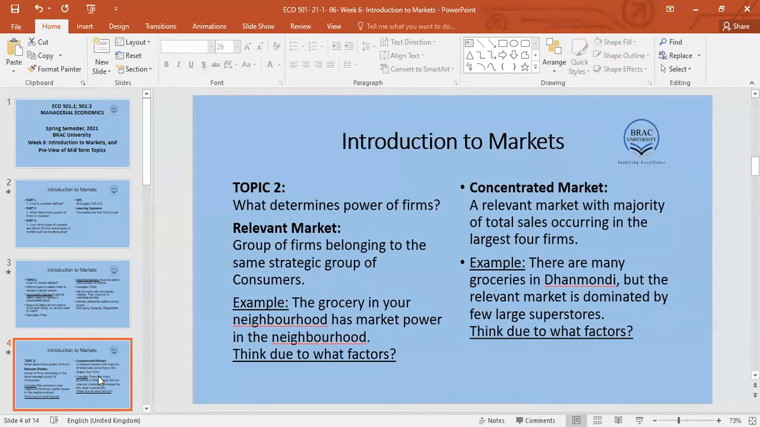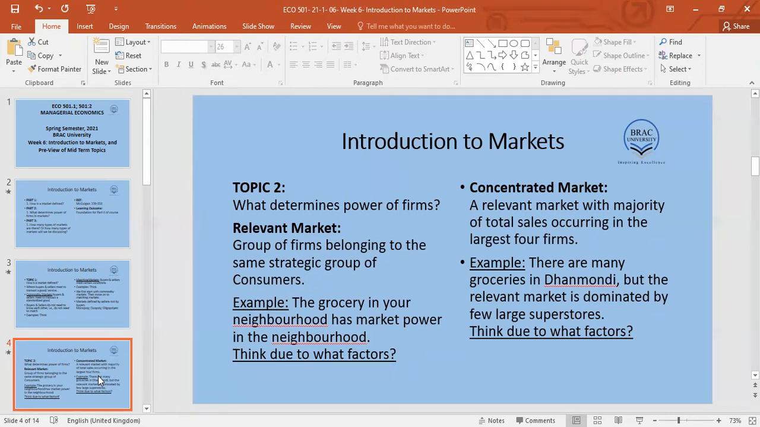Does that make it clear? Yes, sir. Geographically, for example, the neighborhood grocery's market is the people of that neighborhood. You won't expect people from 10 miles away to come to your neighborhood grocery shop to buy. So in the relevant market, the grocery shop enjoys some kind of market power. Okay, so it can price its goods a little bit higher and still sell them.